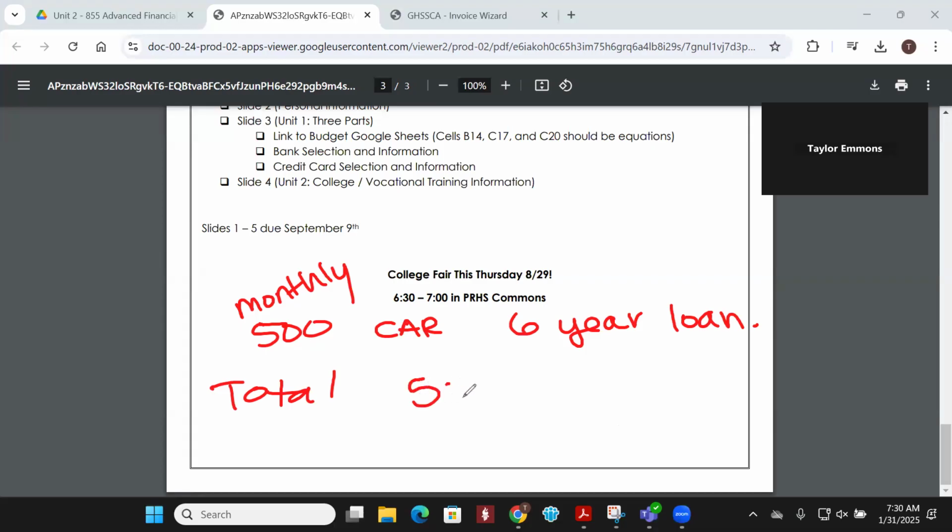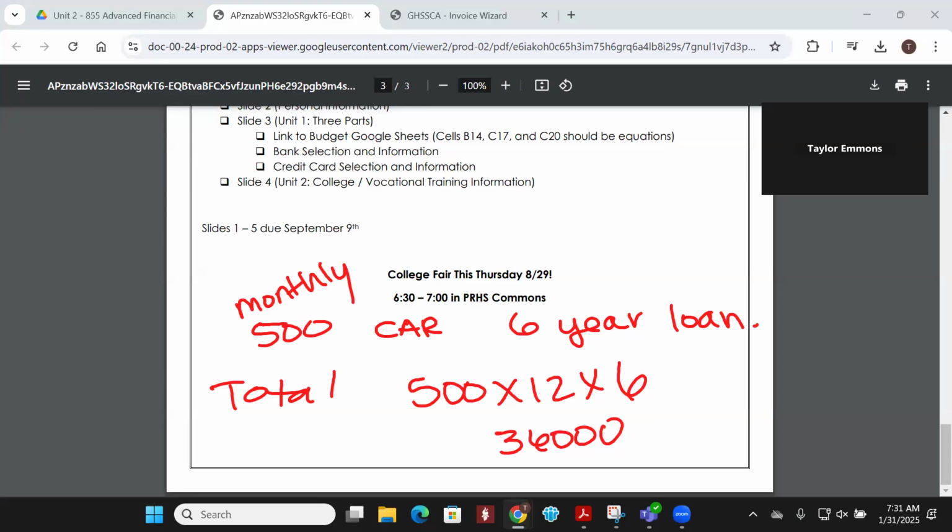So you would take 500 and you would multiply it by 12 because there's 12 months in a year. And then we're going to multiply by 6 years because that's how long our loan is, right? So what is that going to give me? 36,000. Is it really that much? That's so much. Okay. Questions? Almost done.